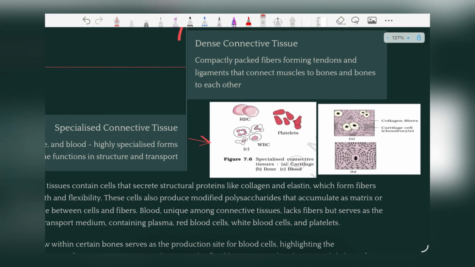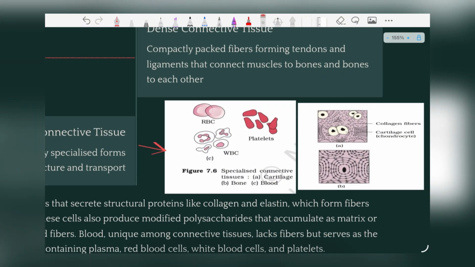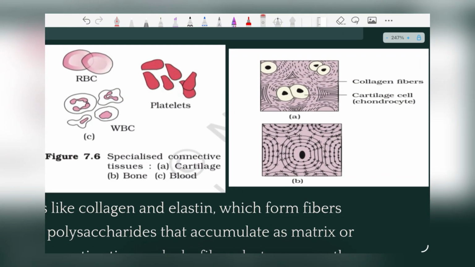The cartilage, this is the lacunae. This is the lacunae of bone. This is the lacunae of cartilage. As you can see, it contains chondrocytes, and here it contains osteocytes. Let's name it.